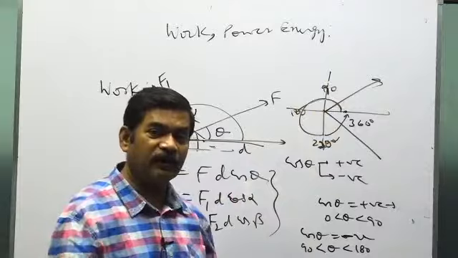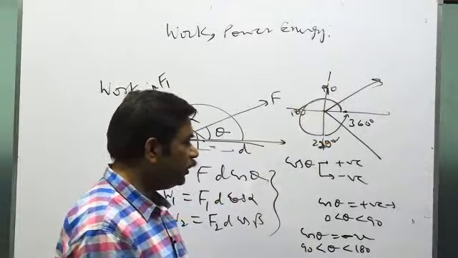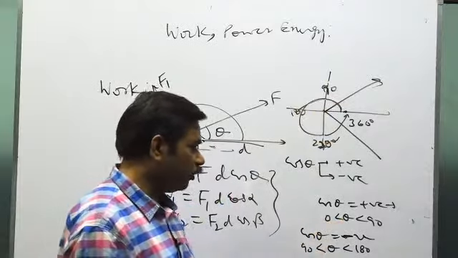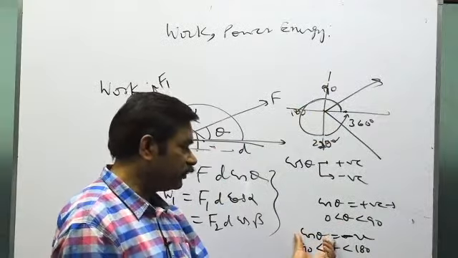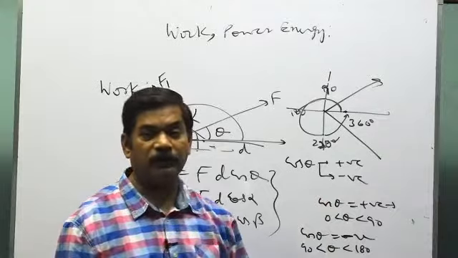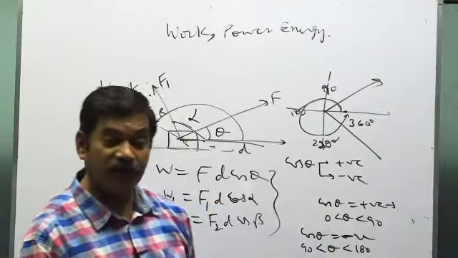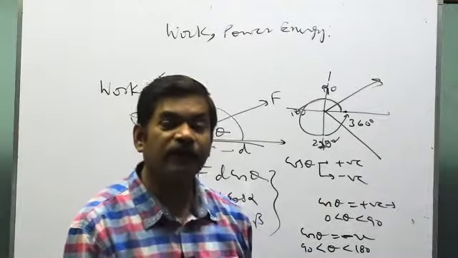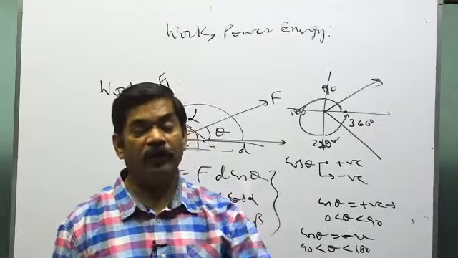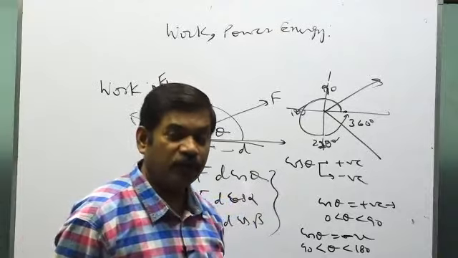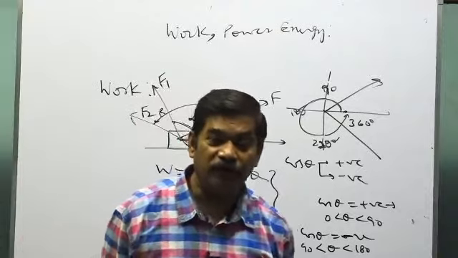Generally the angle that they will give you will be either between 0 to 90 or between 90 to 180. But you have to remember that cos theta is negative in this part and cos theta is positive in this part. The important thing becomes this, that work done by a force on a body could be positive or it could be negative. It could be positive as well as it could be negative.